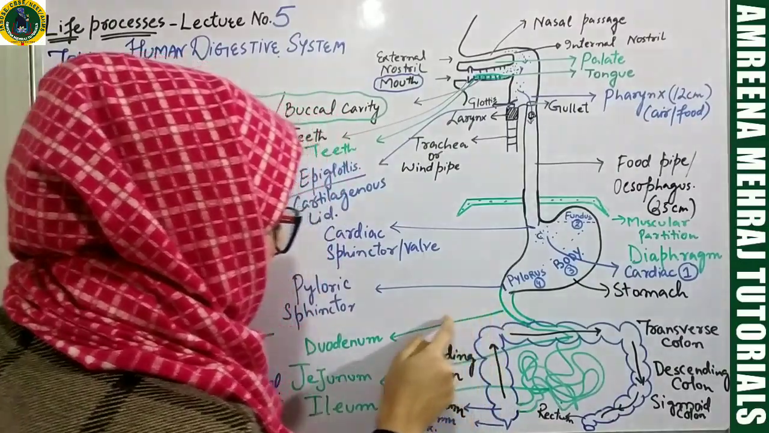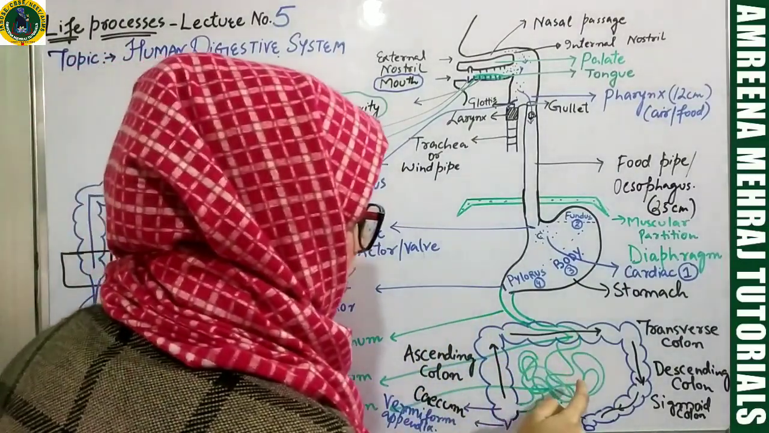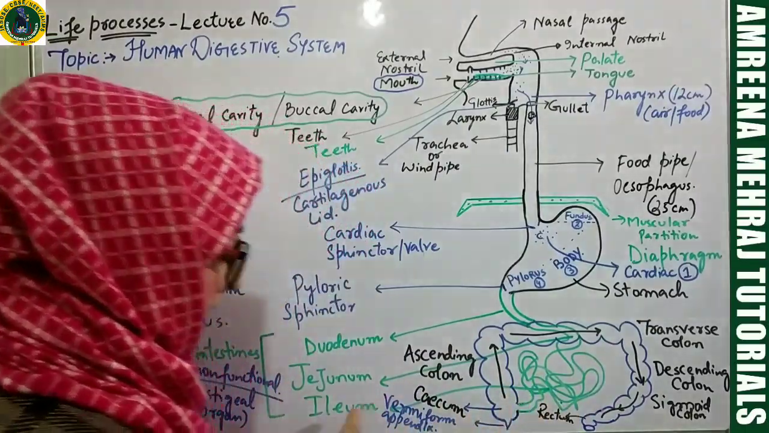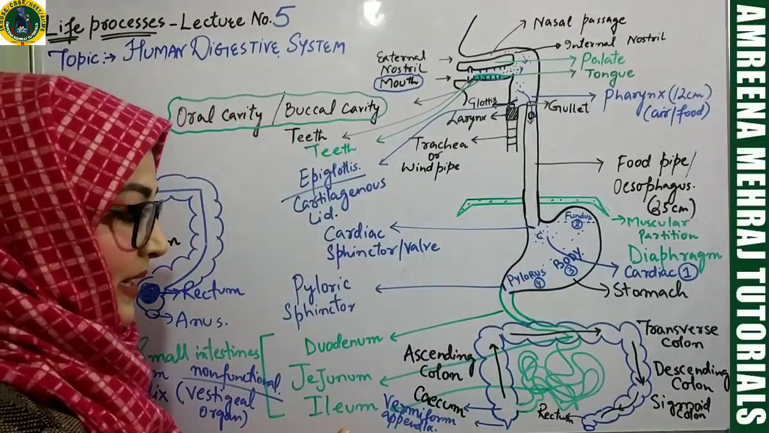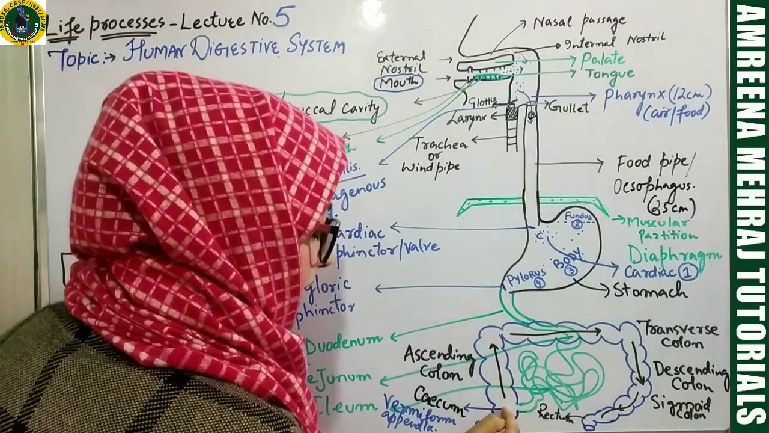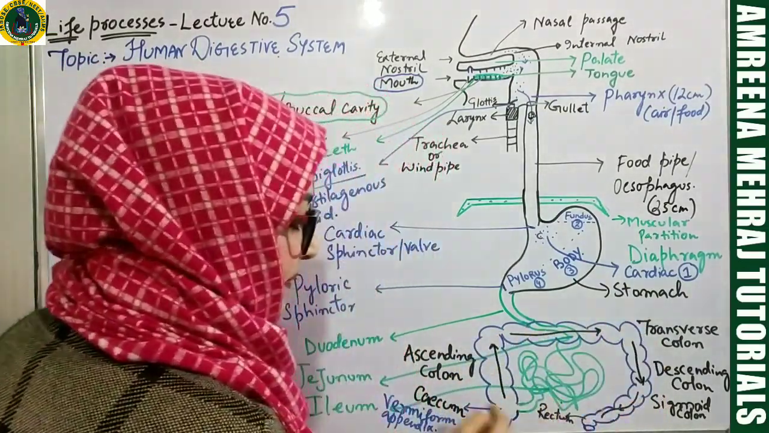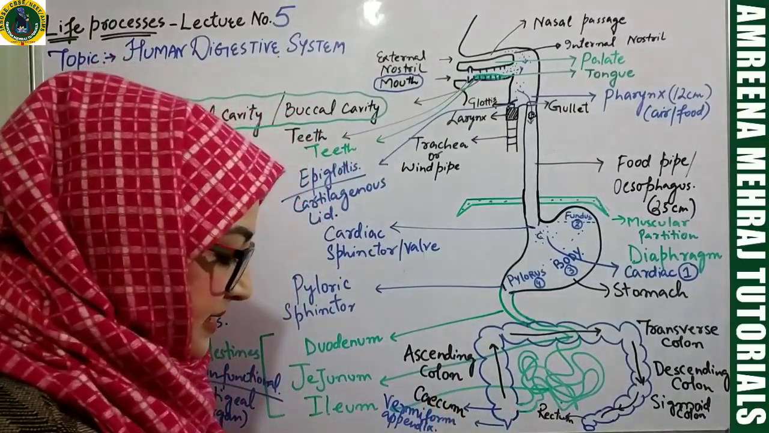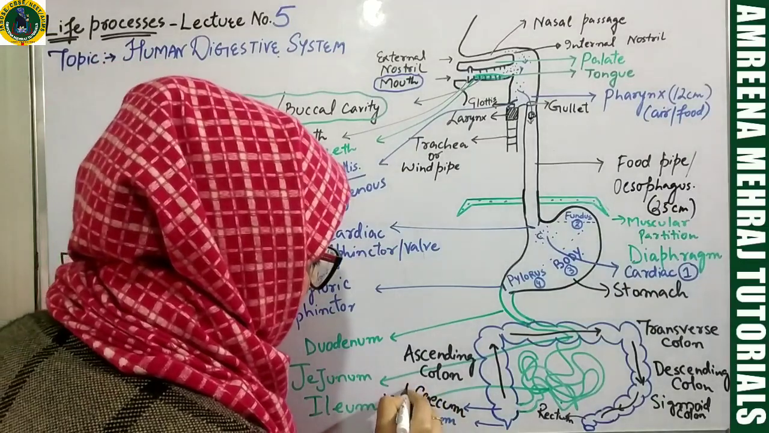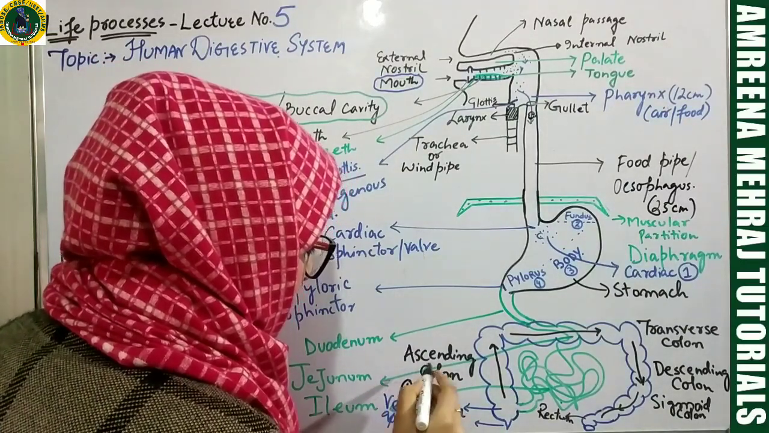The first part of the small intestine is the duodenum. The second part of the small intestine is the jejunum. And the third major coiled part is the ileum. And once the digestion will be done, whatever will be the undigested food, that will be thrown into the large intestine, the blue one. The first part of the large intestine is the cecum. I've written that with the black color. So this is the first part of the large intestine, cecum.